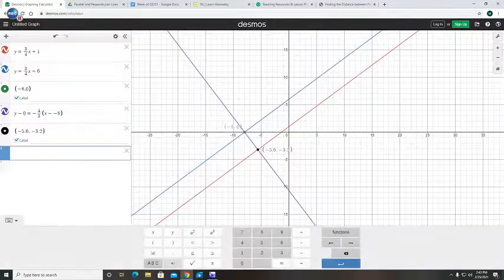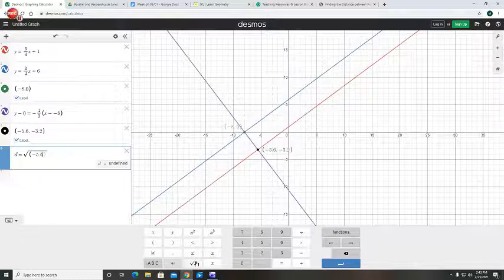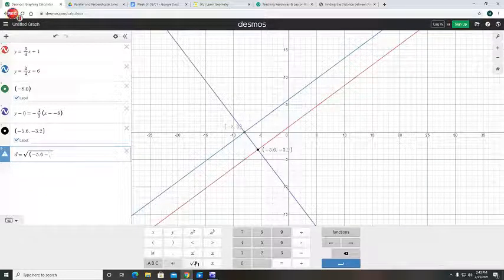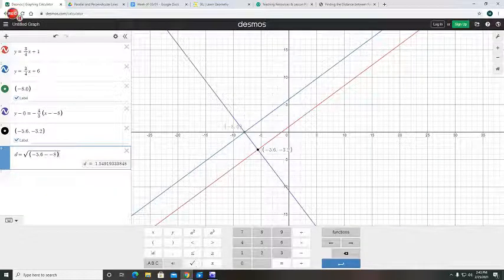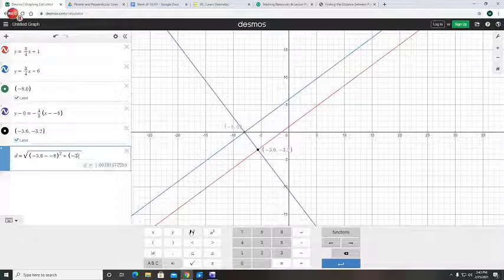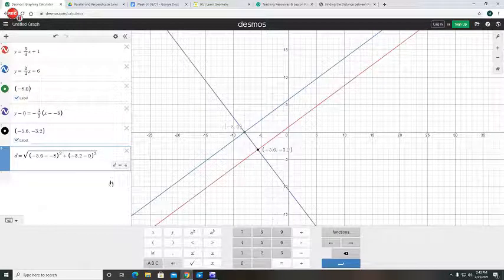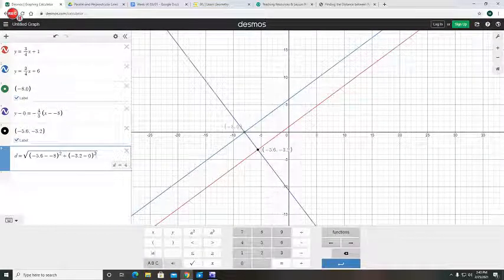So D equals x2 minus x1 squared plus y2 minus y1 squared. So they are 4 units apart exactly. How cool. Neat. And that's it.